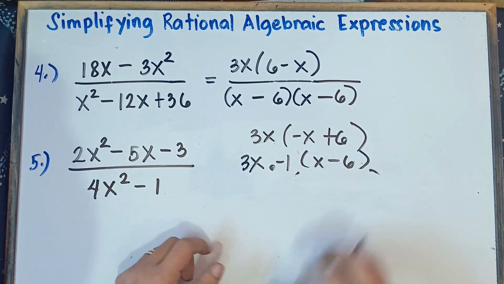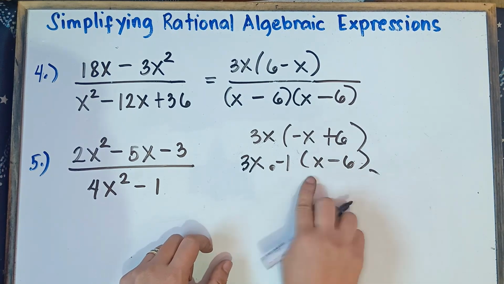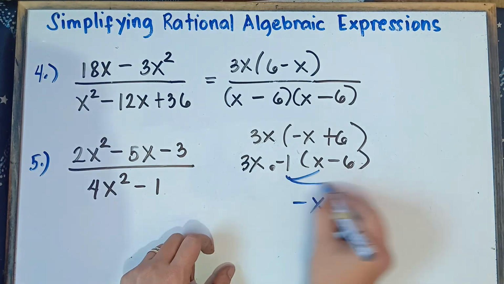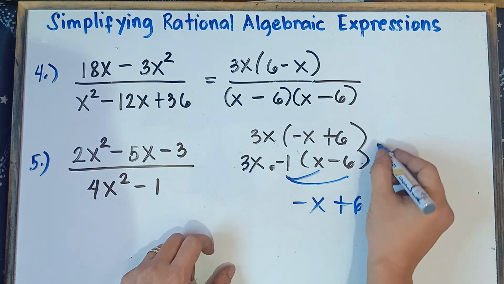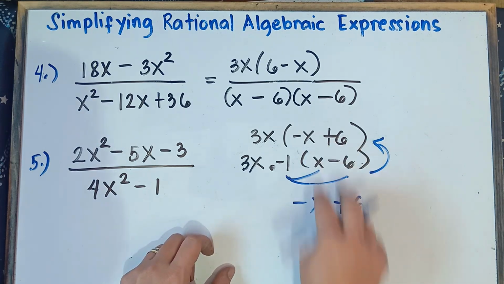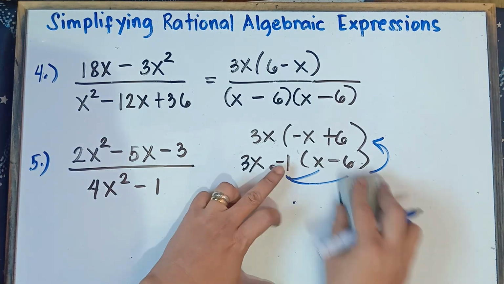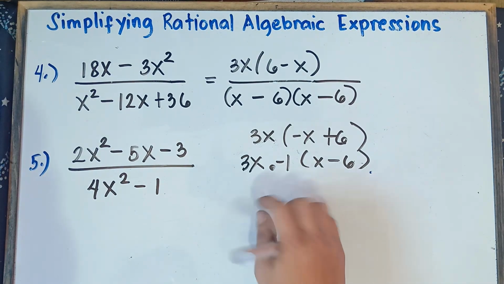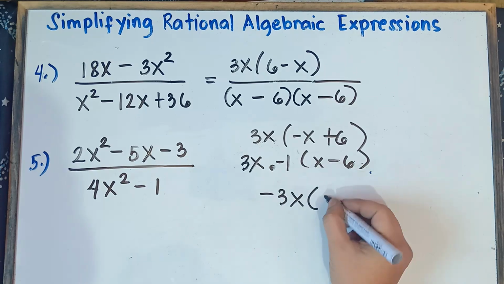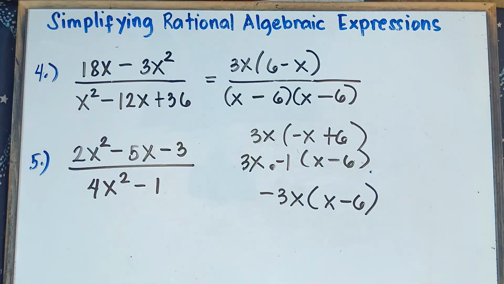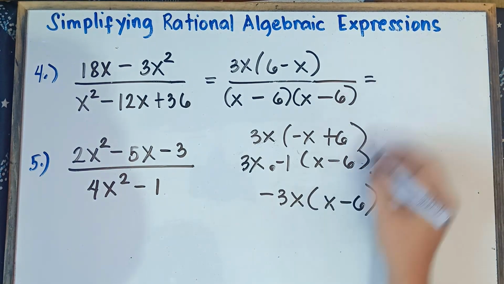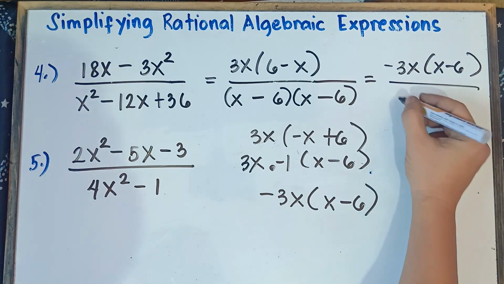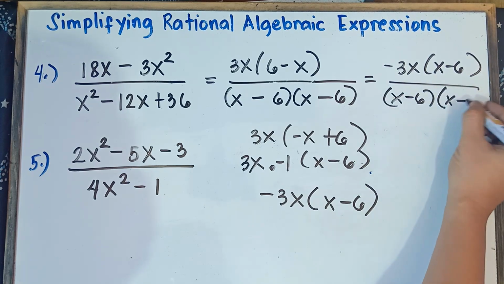A while ago, we factored this out by negative 1. So this will be the answer, right? If you multiply this one, negative 1 times x would be negative x, and negative 1 times negative 6 would be positive 6. So this is just the same. Now, since we have positive 3x and then negative 1, we need to multiply 3x times negative 1, that would be negative 3x. Simply copy x minus 6. So this will be negative 3x and then x minus 6. And for our denominator, we have x minus 6 and then x minus 6.